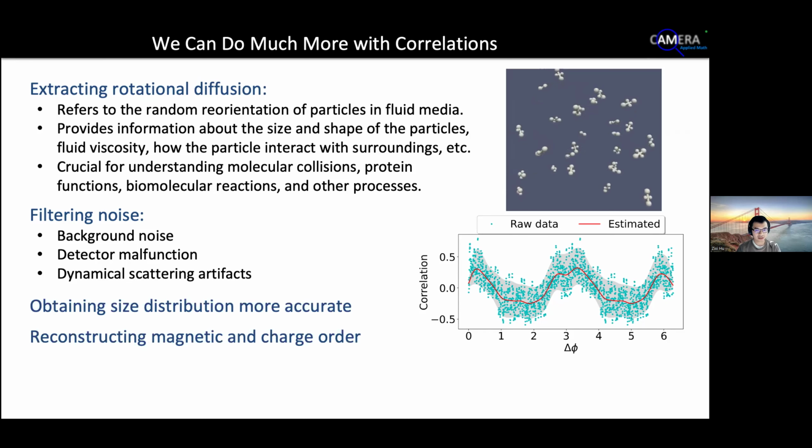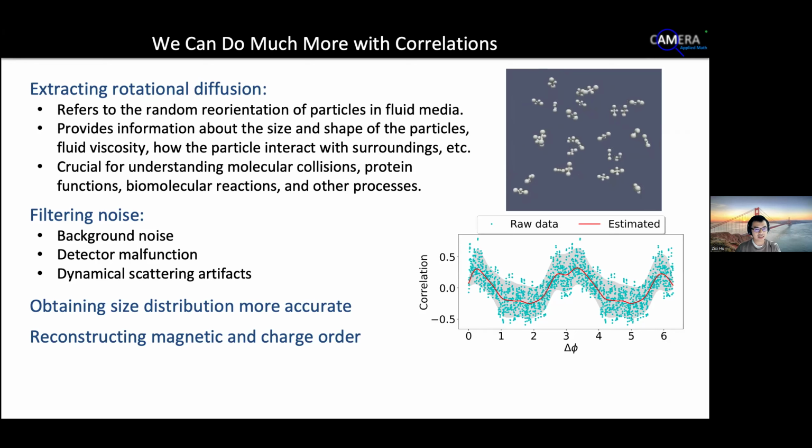Potentially, we can also obtain a better, more accurate size distribution by using more advanced correlation analysis. This is one next step we are very interested in. We may also be able to reconstruct magnetic and charge order through correlation. So to sum up, there's huge potential with correlation analysis. It is a very useful technique for investigating both structural information and dynamic information.